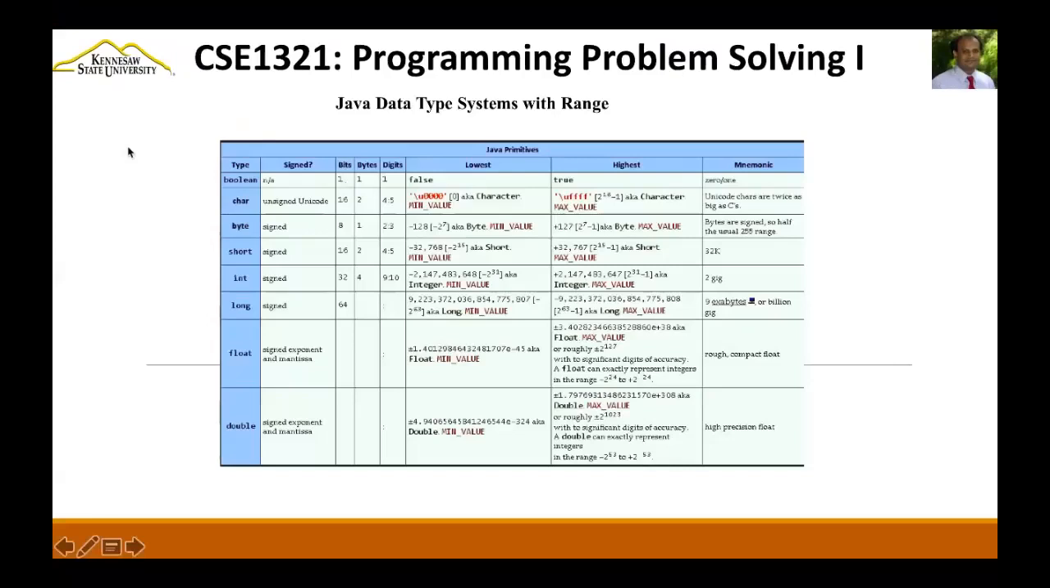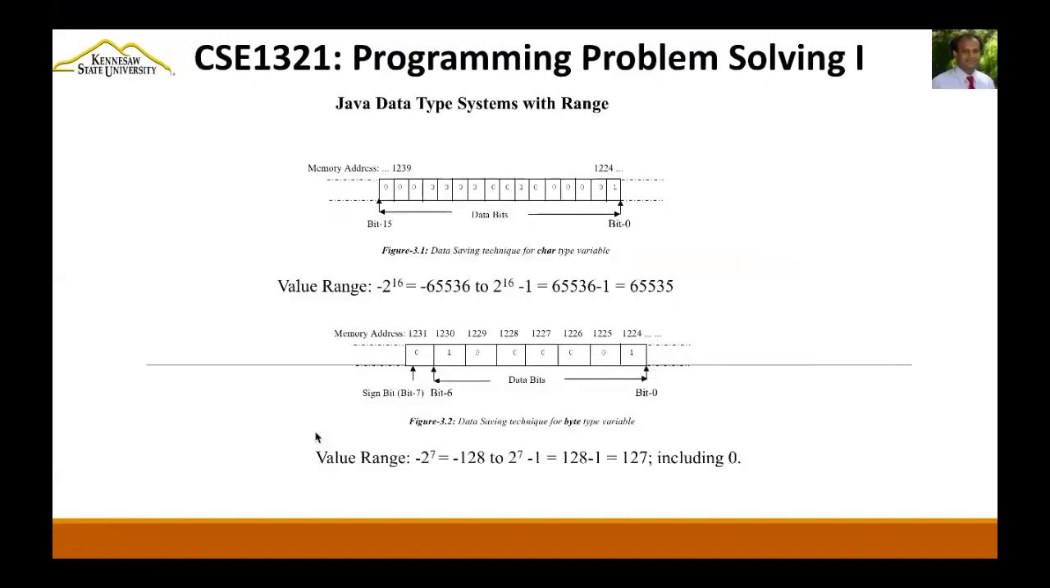And then after that, we have character that takes 2 bytes, and then byte takes only 1 byte. We also have short that takes 2 bytes. I'm going to tell you what is the difference between character and short; both take 2 bytes, but there is a difference. Integer takes 4 bytes, long integer takes 8 bytes or 64 bits. Float takes 4 bytes and double takes 8 bytes. So let us go through all of this.